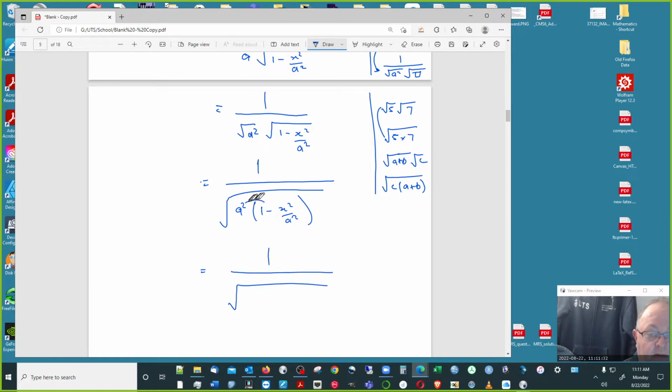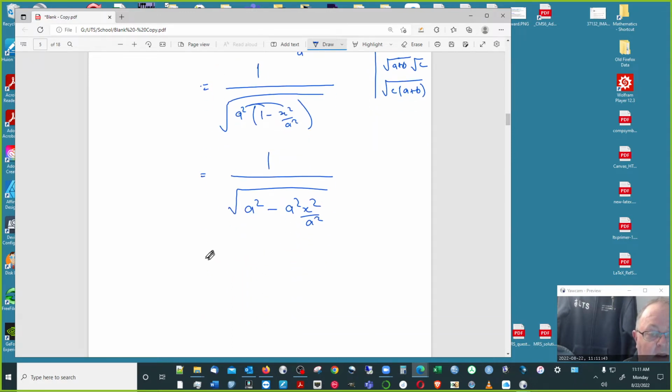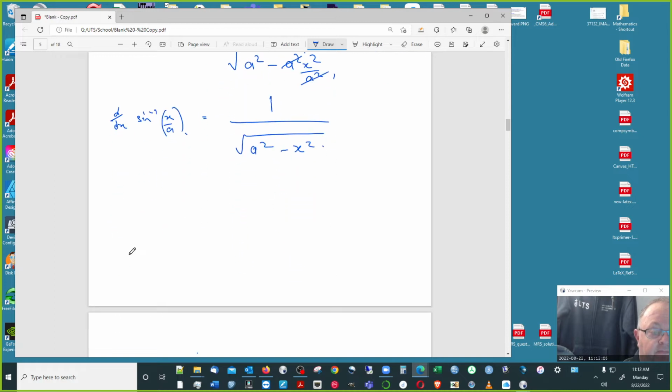So if we expand, we'll get a squared, take the brackets away now, a squared x squared over a squared. So this is a long way to go, teacher. And then we've got the square root of a squared, and they'll cancel of course, and so minus x squared. So the d/dx of sine to the minus 1 of x on a is this guy. Okay, that's the result that we're interested in.